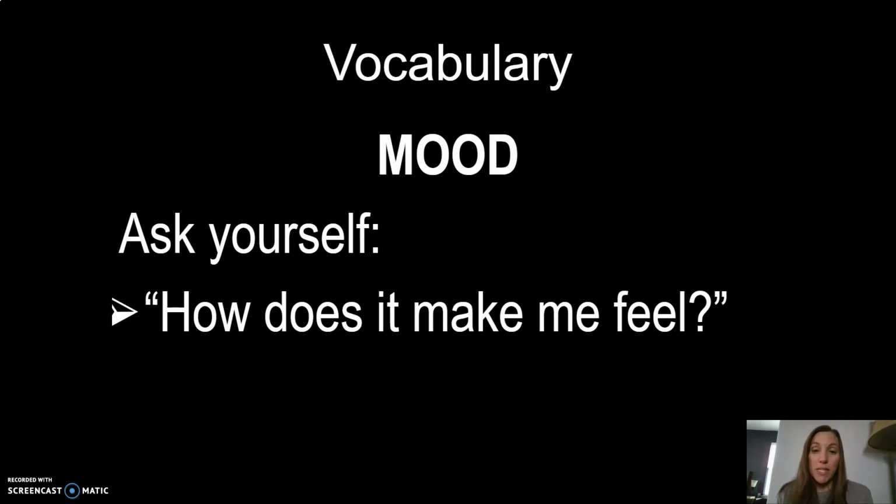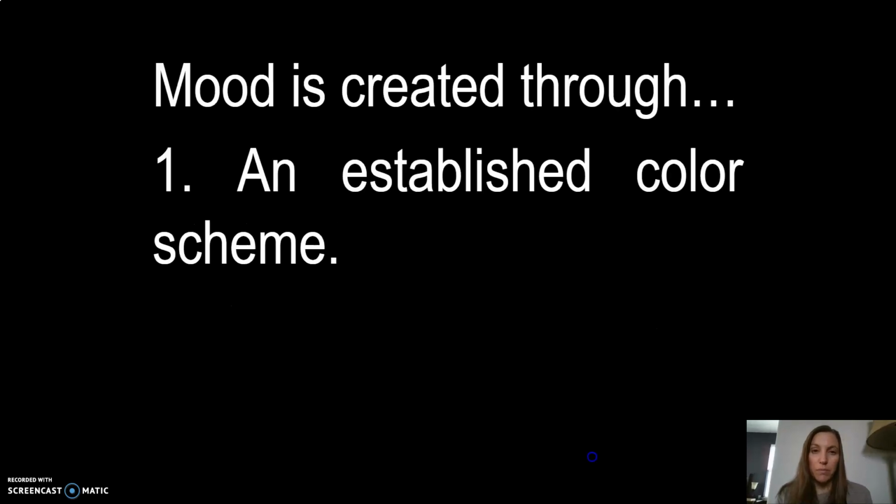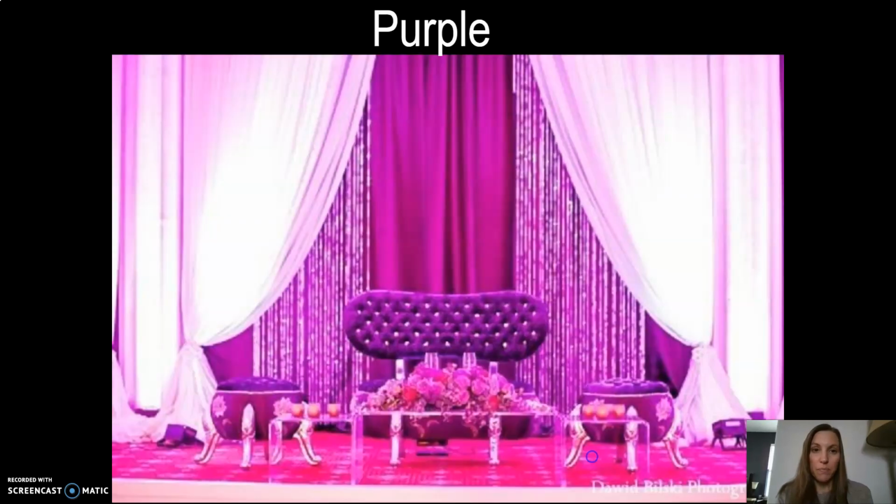This might make me feel scared. This might make me feel calm. This might make me feel excited. And so those are some basic words you can use to start thinking about mood. So we need to know when we're creating our set that mood is first established through color scheme. The colors that you choose on your set are going to say a lot about what you think the message and the mood is for the play Hairspray.